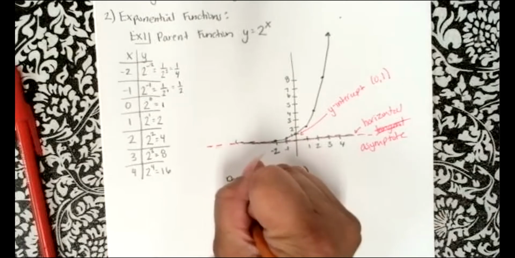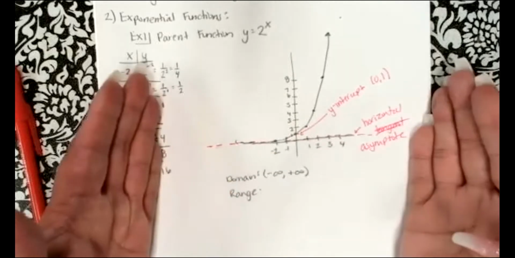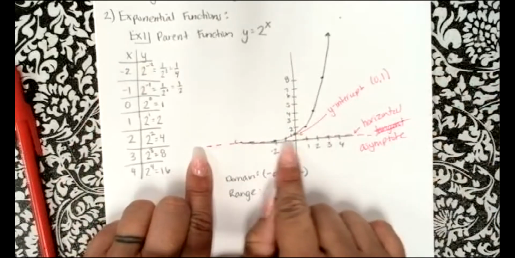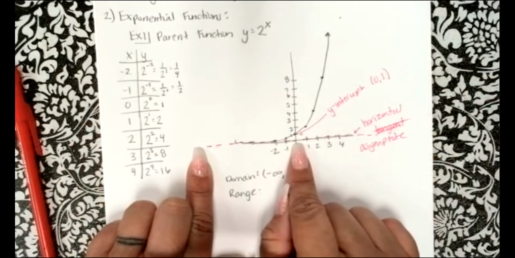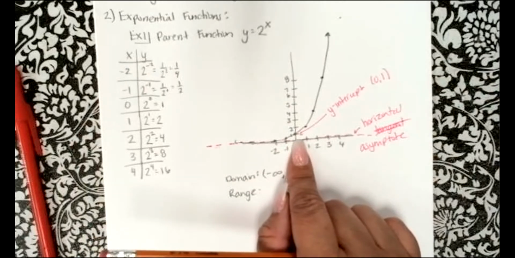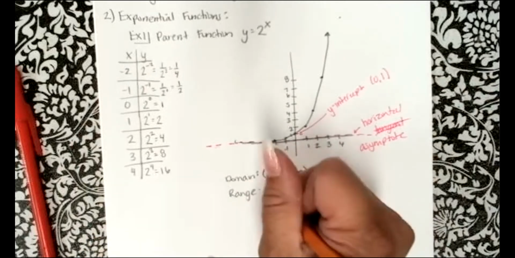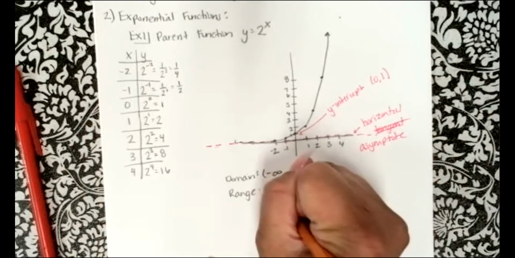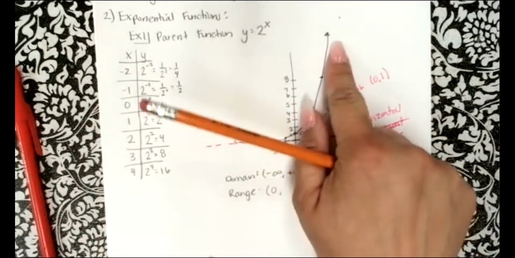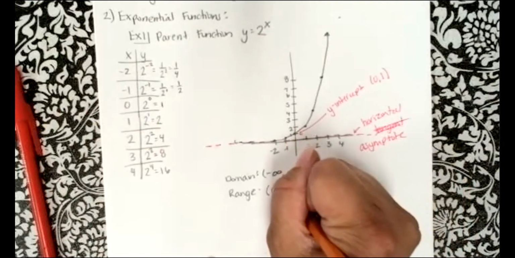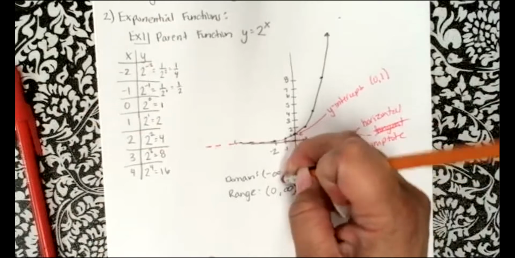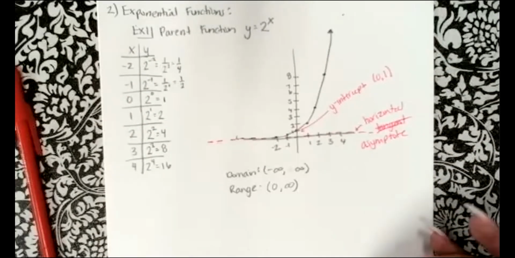The range, if you take this graph and you smash it on the y-axis, it's never going to hit 0. So because it's never going to hit 0, it's going to get really close to it. You want to make sure you put a parenthesis at 0, because I'm not including 0. And then it's going to an arrowhead, which is infinity. And actually, we don't ever put +infinity. So just leave it like that.